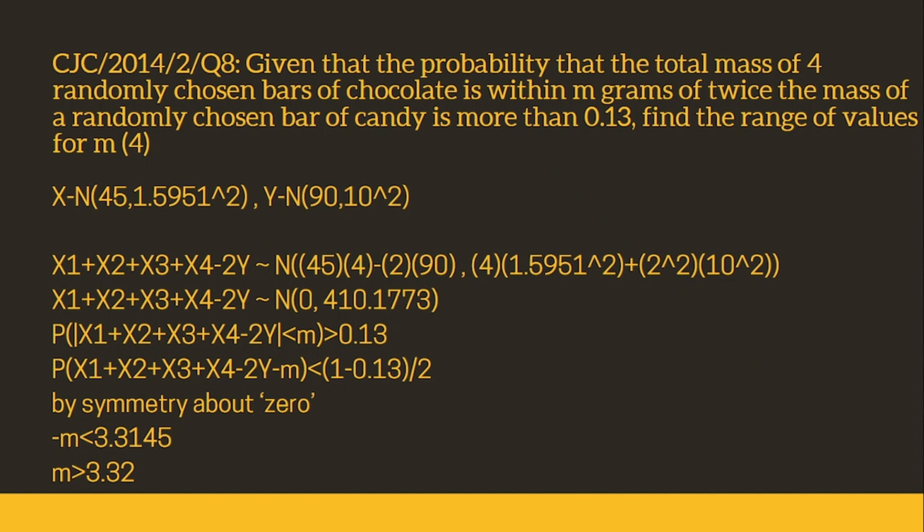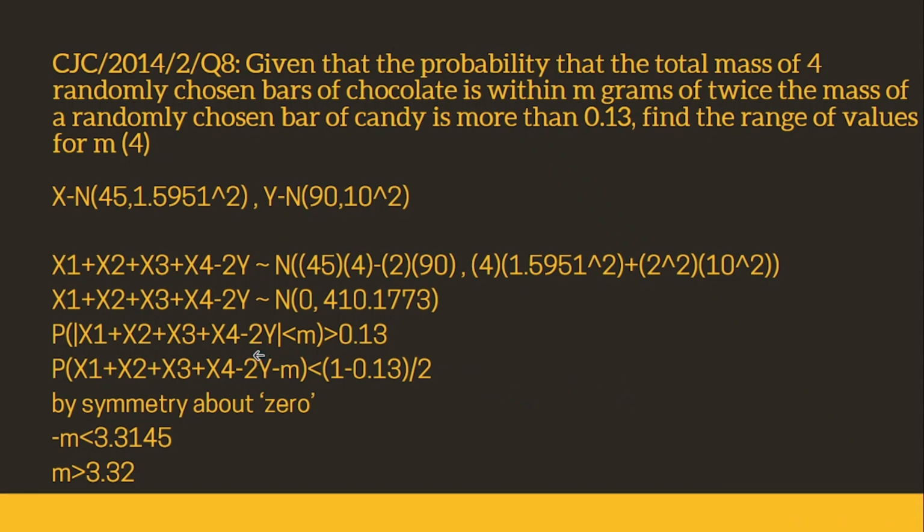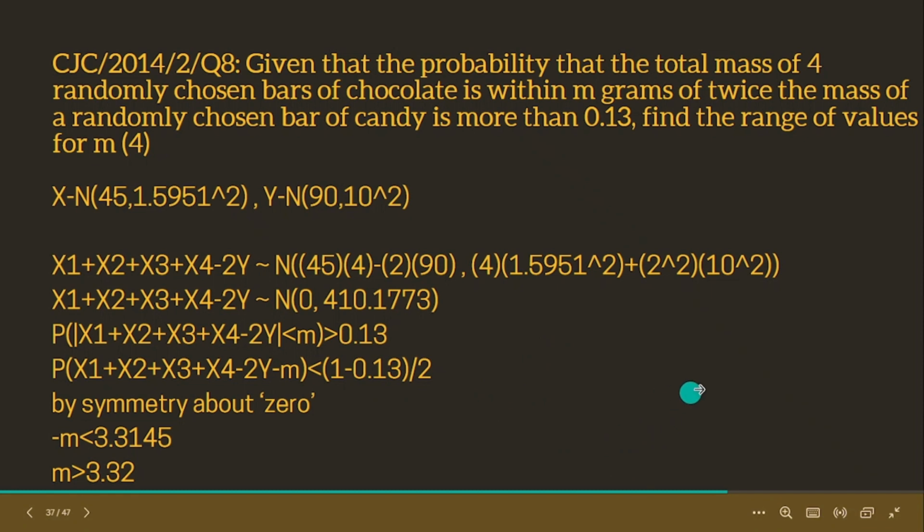So we want to find the probability that the modulus of x1 plus x2 plus x3 plus x4 minus 2y is less than m is greater than 0.13. So the thing is that what this finds is a middle range. So there's the left tail, the right tail, and then this middle part, which is where the modulus and a given probability lies. So what we're going to do is look at the left tail exactly. We're going to take 1 minus this 0.13 in the middle, divide by 2, and you just get this left tail on the side.